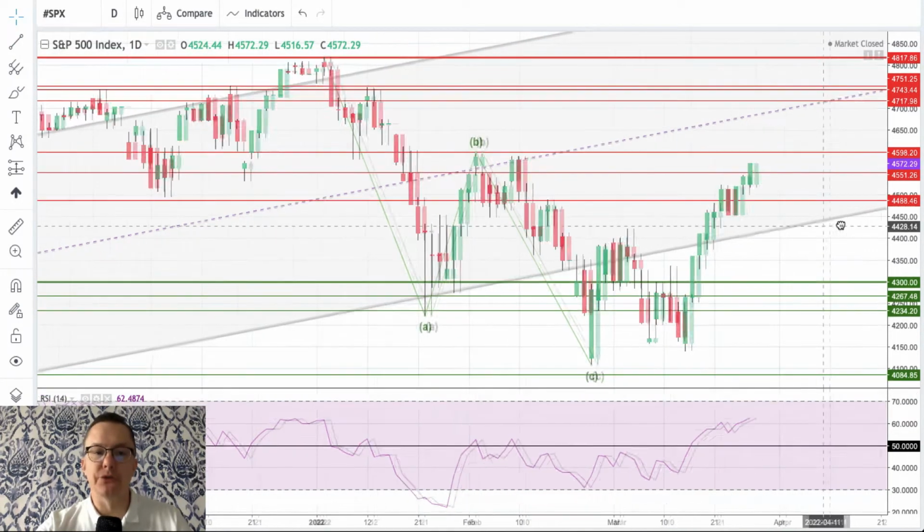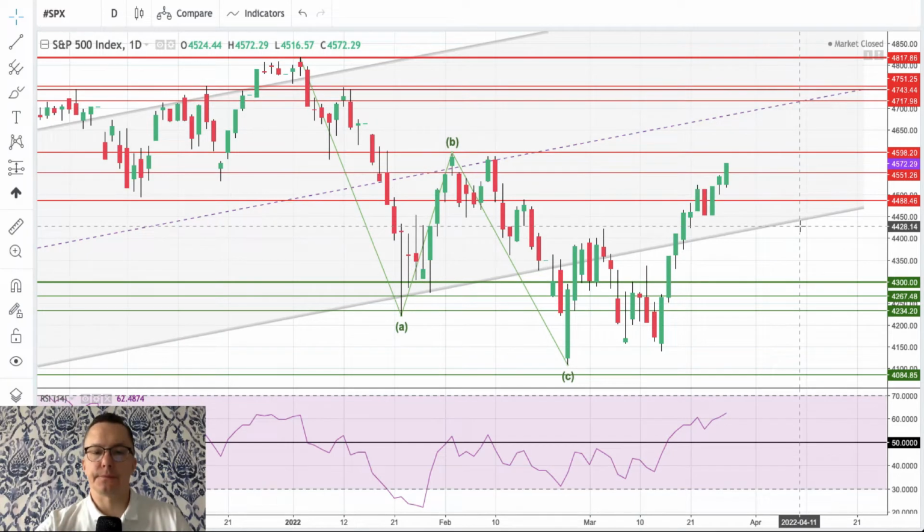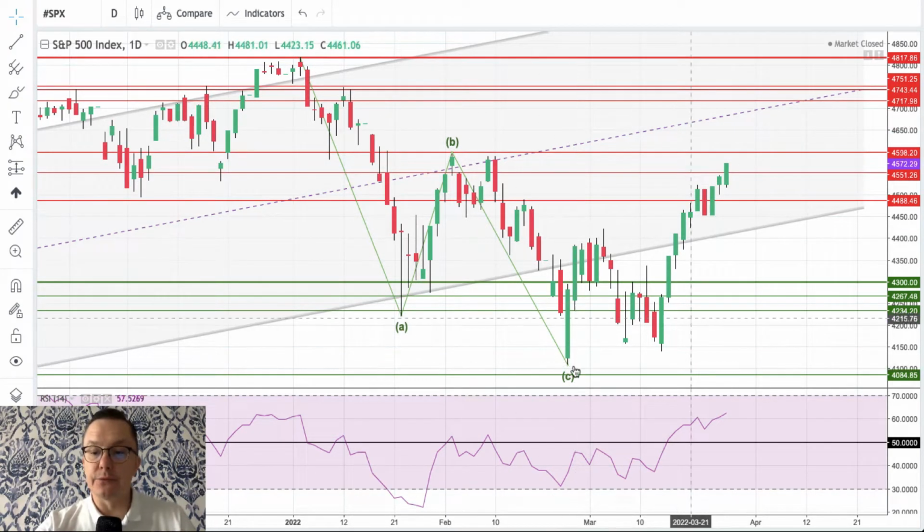So we are done with the correction, and currently, if you look closer on this chart, you can see that we have retraced more than 50% of the drop in the ABC correction, and we are heading higher. We are heading higher towards the wave B high at 4,598, which means today we might even hit this level and break it. The market is back inside the channel.